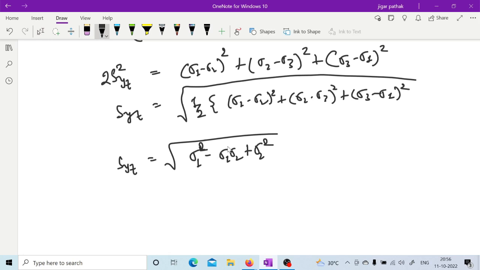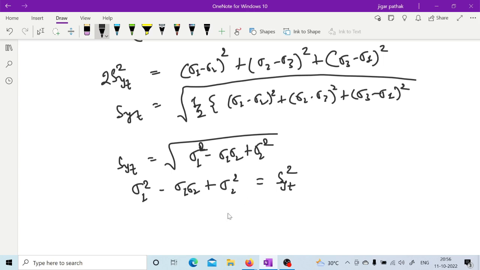So basically this equation of ellipse, if you open it, is sigma 1 square minus sigma 1 sigma 2 plus sigma 2 square is equal to SYT square. This is how you get it in case of the biaxial state of stress.